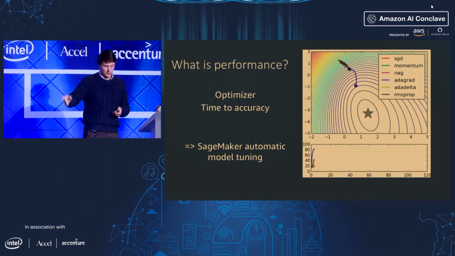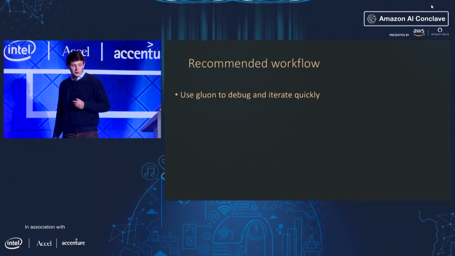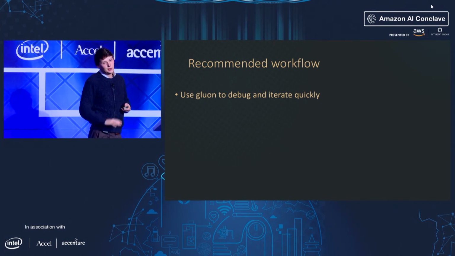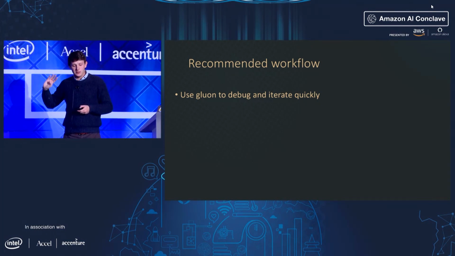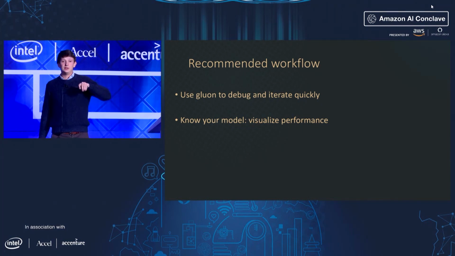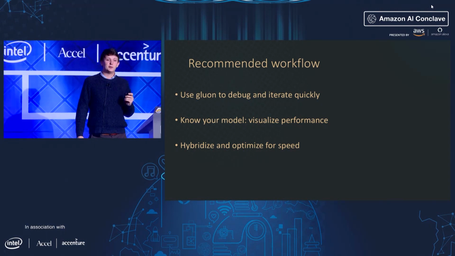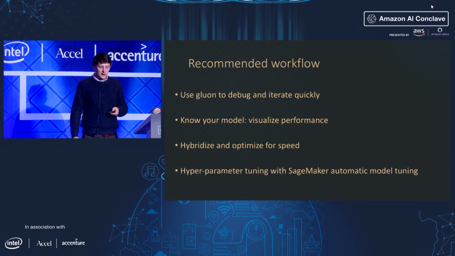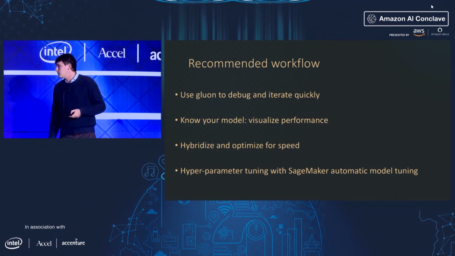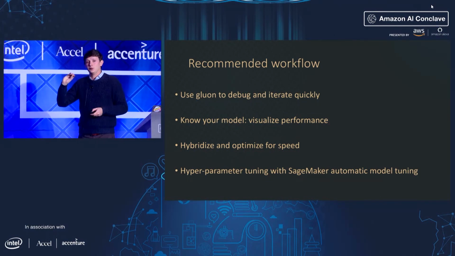So to summarize this first part, the recommended workflow: use Gluon to debug and iterate quickly. We've seen you can use a PyCharm debugger. You can visualize everything you want and anything you want. Visualize the performance of your hardware. Make sure that you reach this 90 plus GPU utilization, and then hybridize and optimize for speed. Finally, last step, hyperparameter tuning with SageMaker automatic model tuning. Find this best combination of parameters that are going to give you the best performance for your training.